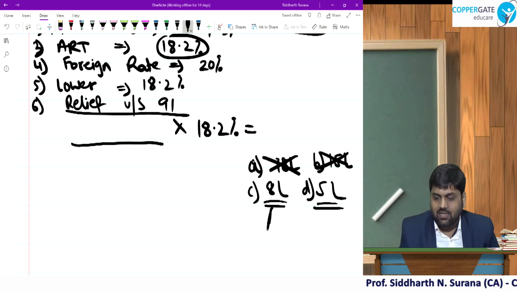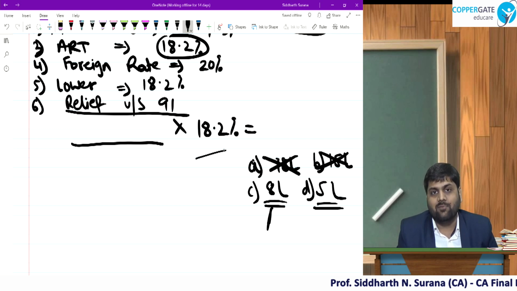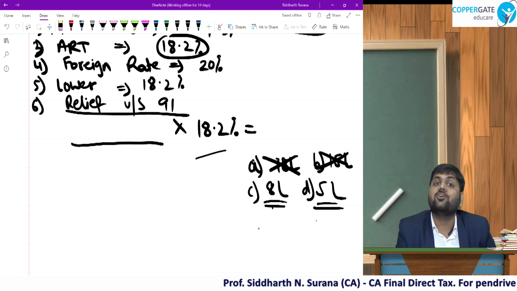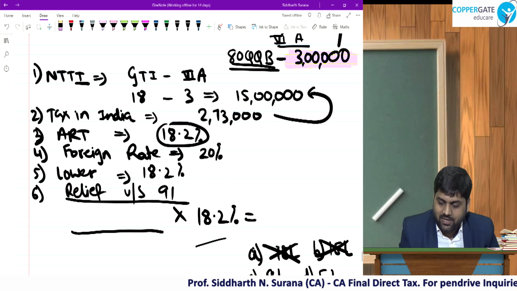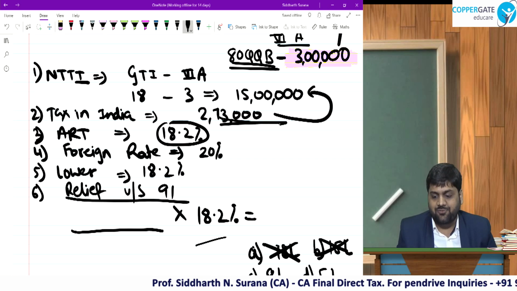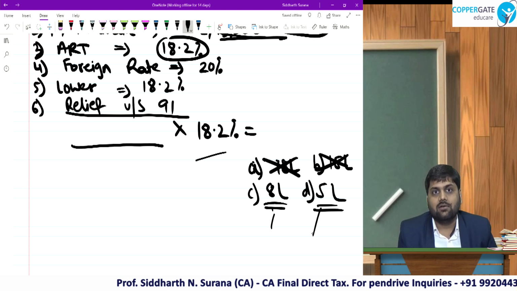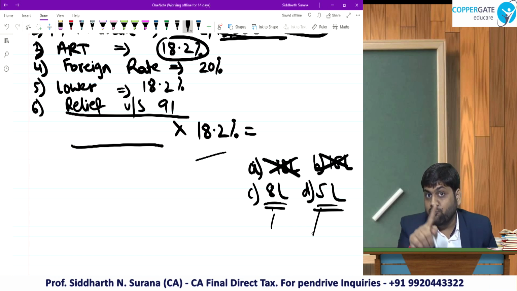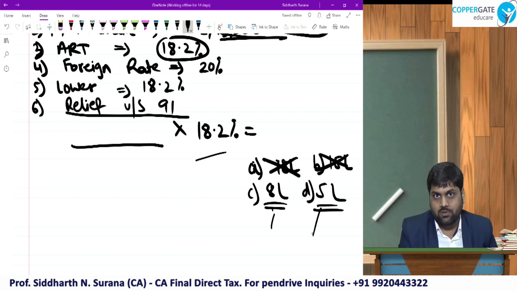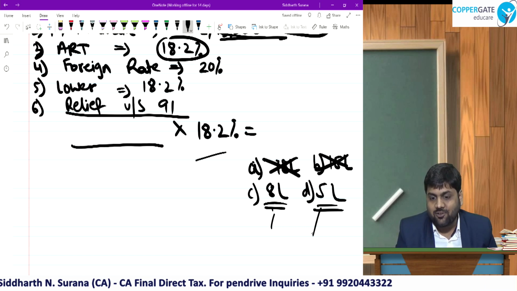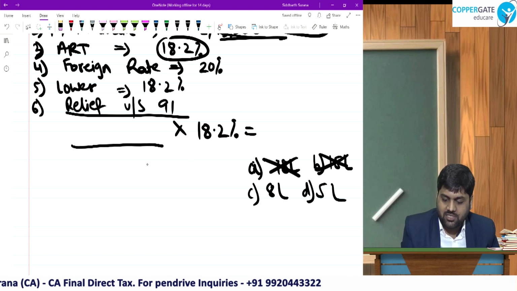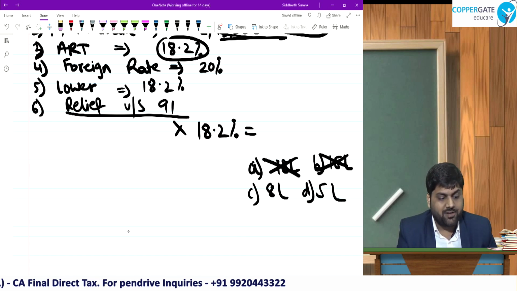I have taken this as an option, calculated relief at 18.2%. And in both those options, I have calculated the final tax liability. So the tax in India, 2,73,000 minus relief on 8 lakh or relief on 5 lakh. Totally 4 options. Only one of them is the correct option. First, you have to check what is the question, final tax or relief amount. And then when you calculate relief on which amount, 8 lakh or 5 lakh, everything will be tested in your MCQ question. MCQ is going to increase your burden, not reduce your burden.